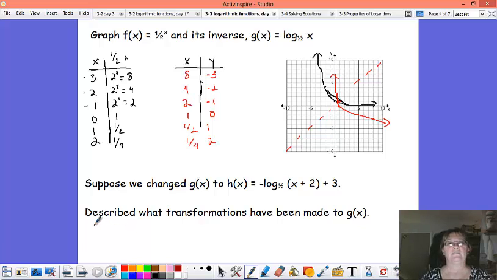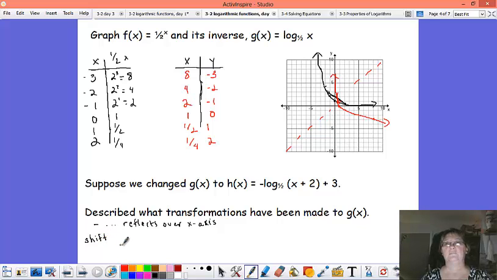What's that negative in front do? The negative reflects it over the x-axis, since it's on the outside, not inside the function rule, but on the outside. That's a reflection over x. The 2 that's inside here with the function rule, that's a shift.